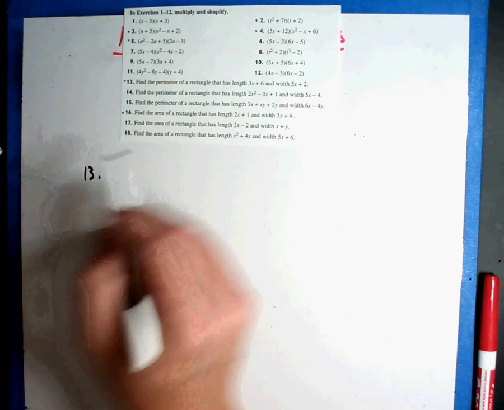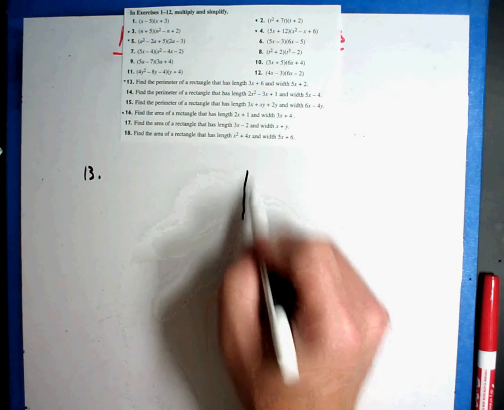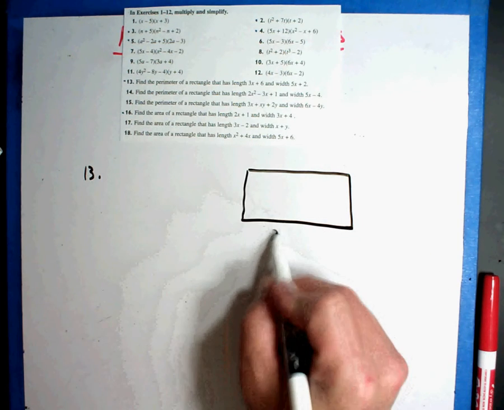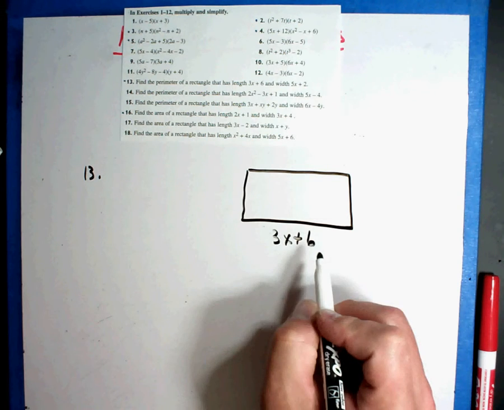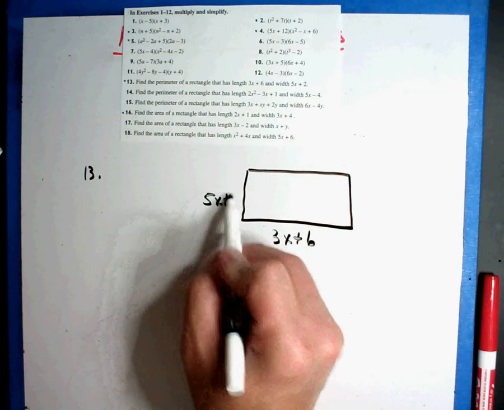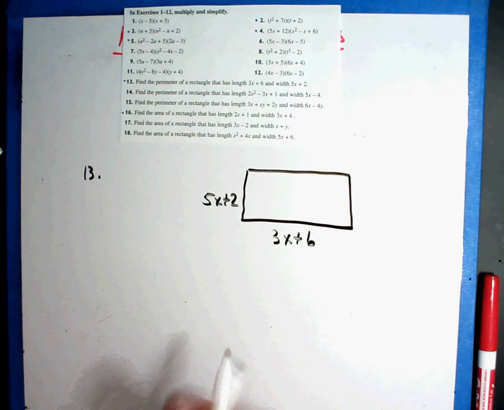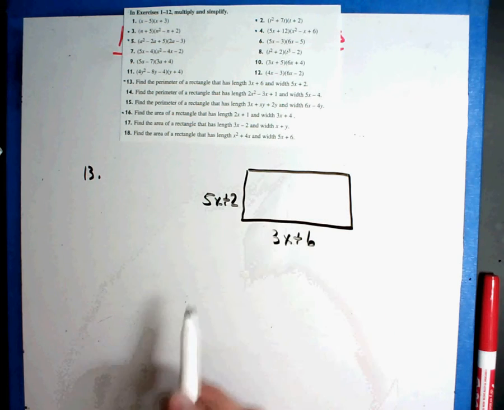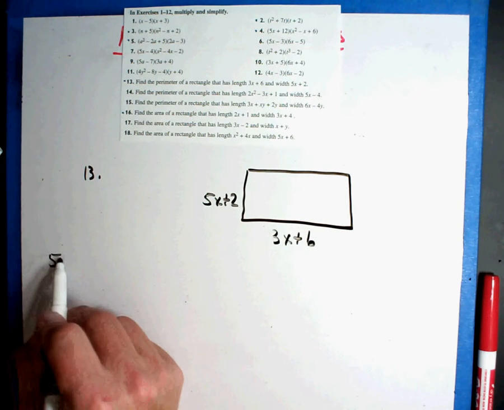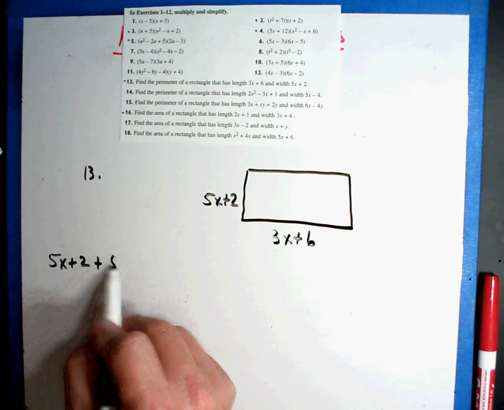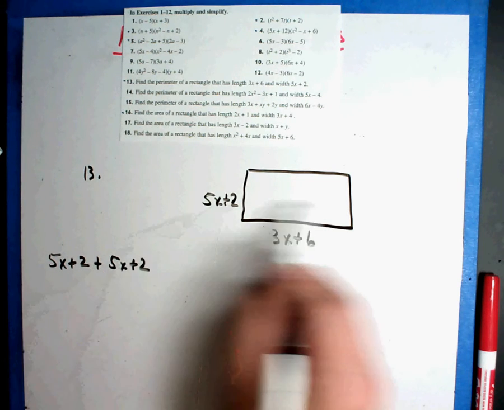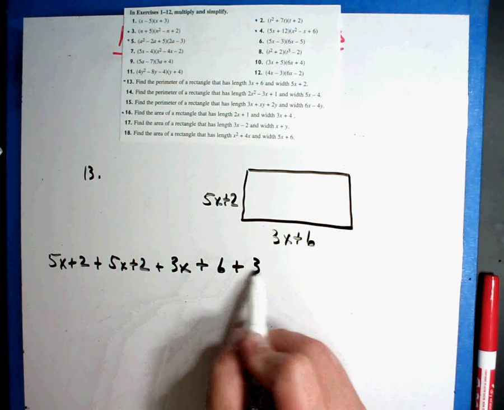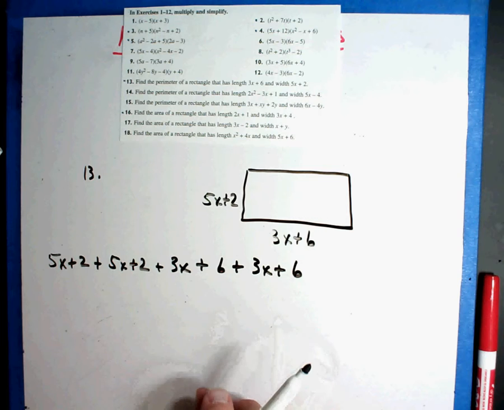Let's do number 13. Find the perimeter. Okay, we're going to go around the outside. So I'm going to go ahead and draw a rectangle, and the length is 3x plus 6, and the width is 5x plus 2. Well, if I'm going to have the perimeter, I'm going to have to go around. So there's going to be 2 of those and 2 of those. So really what I'm going to do is I'm going to take 5x plus 2 plus another 5x plus 2. So there's 2 of them. And 3x plus 6, and another 3x plus 6. So I'm going to have all of that.